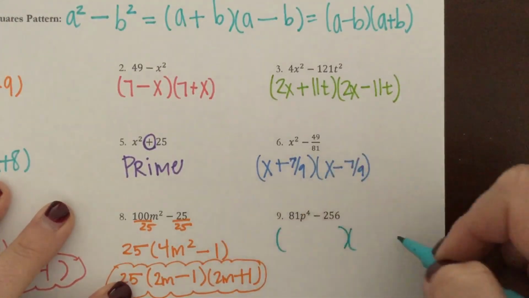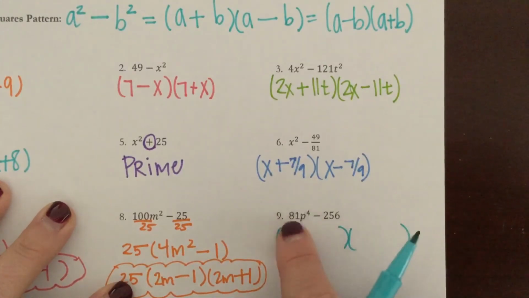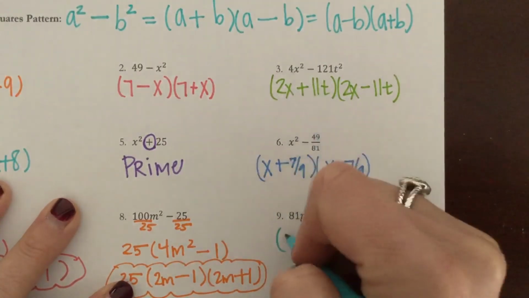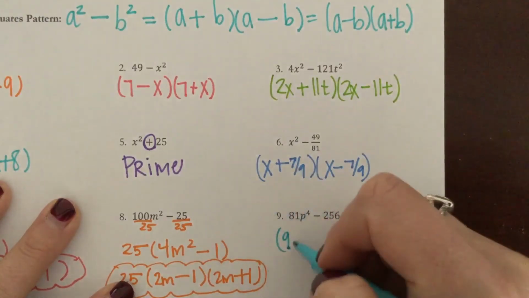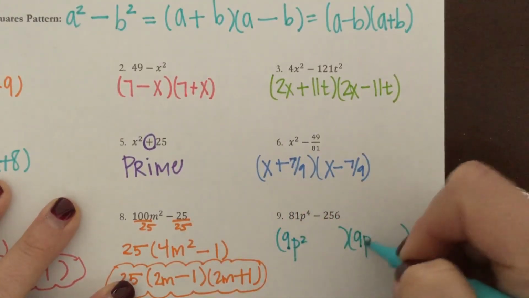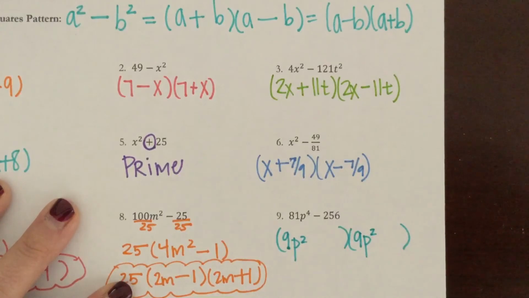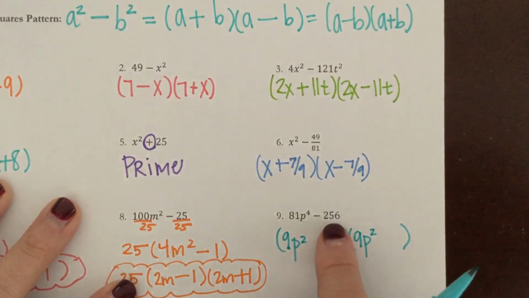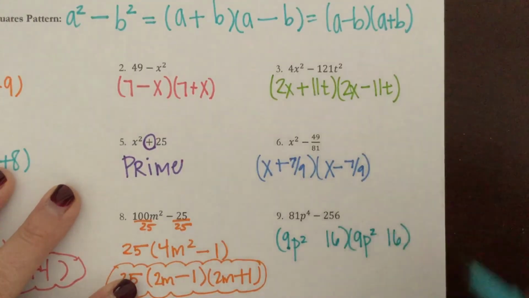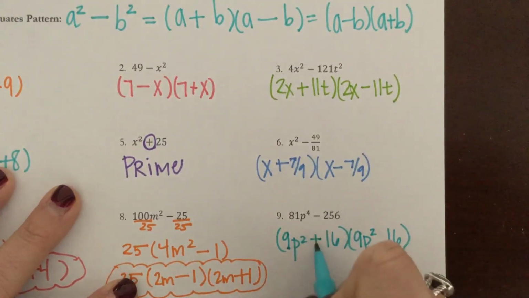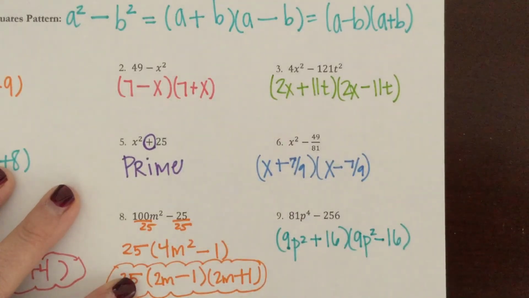All right, write down my 2 parentheses. What's being squared here to make 81 is 9, and what's being squared to make p to the 4th is p to the 2nd. So each of these is going to get a 9p squared in the front. In the back, I have the number 256. So 16 times 16 makes 256. And remember, 1 gets a plus and 1 gets a minus. Not so fast. We're not done.